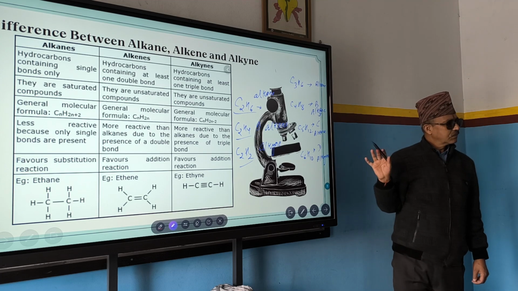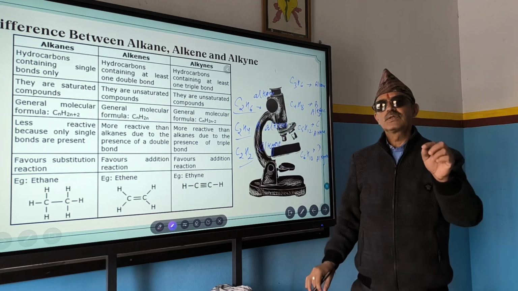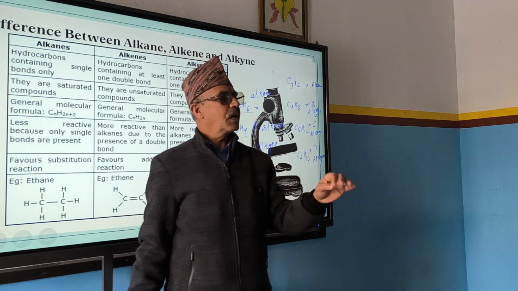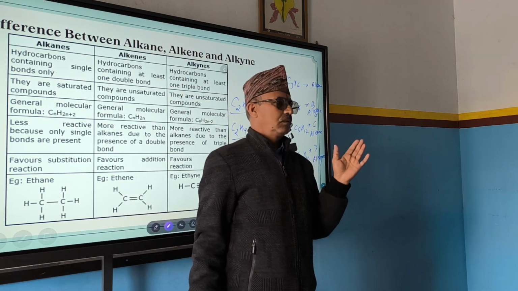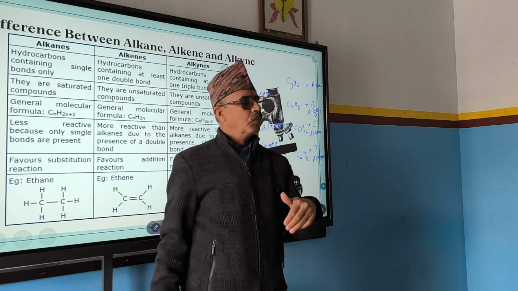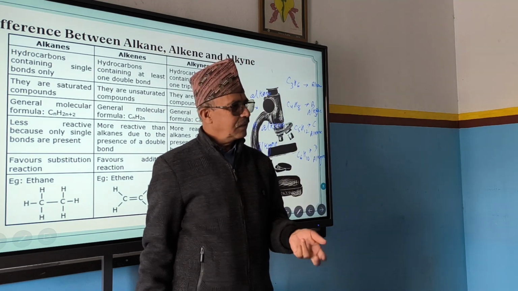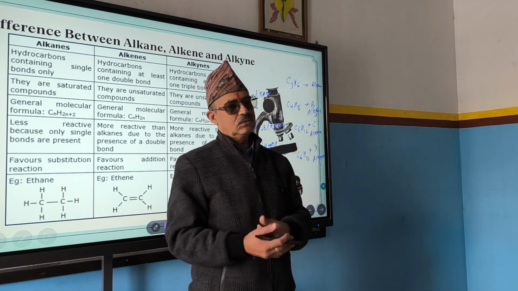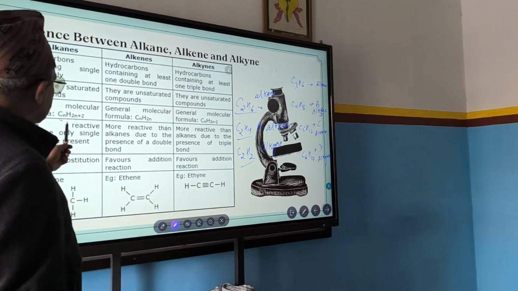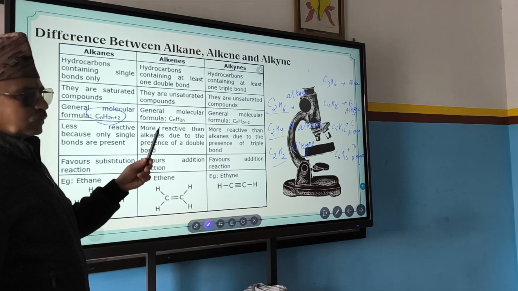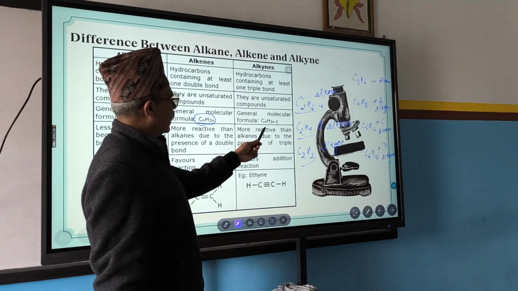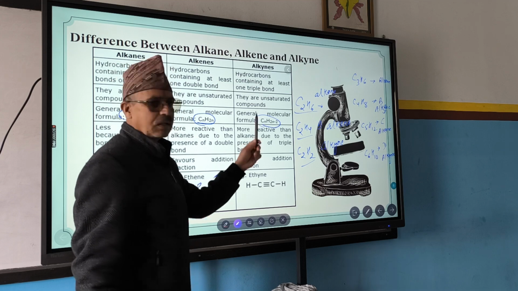All right, very easy concept. Just compare the number of carbon and hydrogen. If the number of hydrogen is double that of carbon, it is alkene. More than double, alkane. Less than double, alkyne. What is the general formula of alkane? CnH2n+2. Alkene, CnH2n. And alkyne, CnH2n-2.